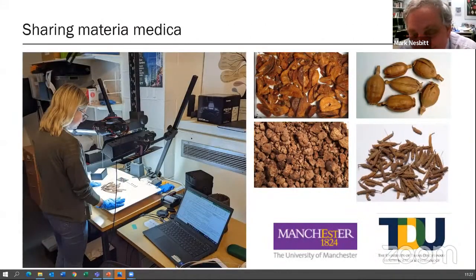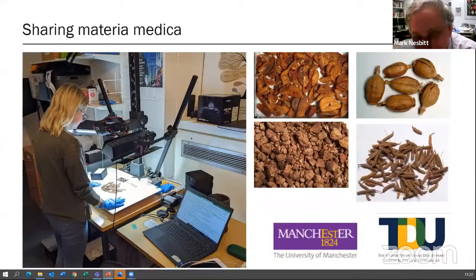And overall at Kew, we have around about 5,000 specimens of Indian materia medica, and of which about 500 are from the East India Company Museum. We're studying this as an assemblage, and this is very much a joint and equal project with TDU.